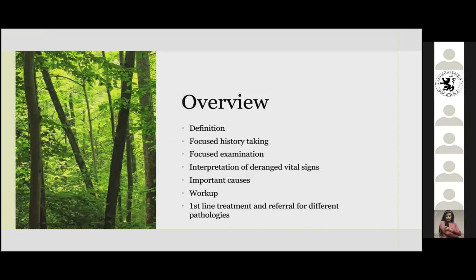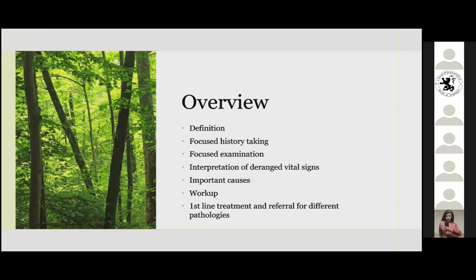So just an overview of the talk. We're going to talk about acute abdomen. So we'll cover what acute abdomen is. We'll go over the definition, tell you about focused history taking and focused examination to try and find out the cause of the patient's symptom. How to interpret deranged vital signs. So how these can give you a clue as to what is going on.